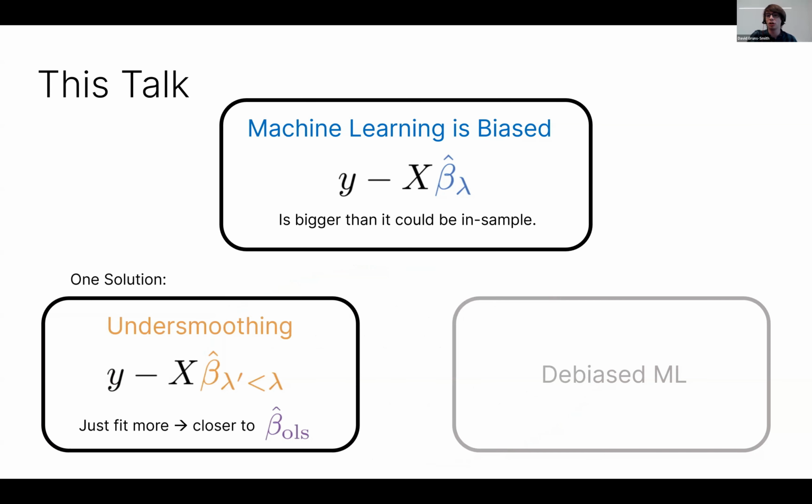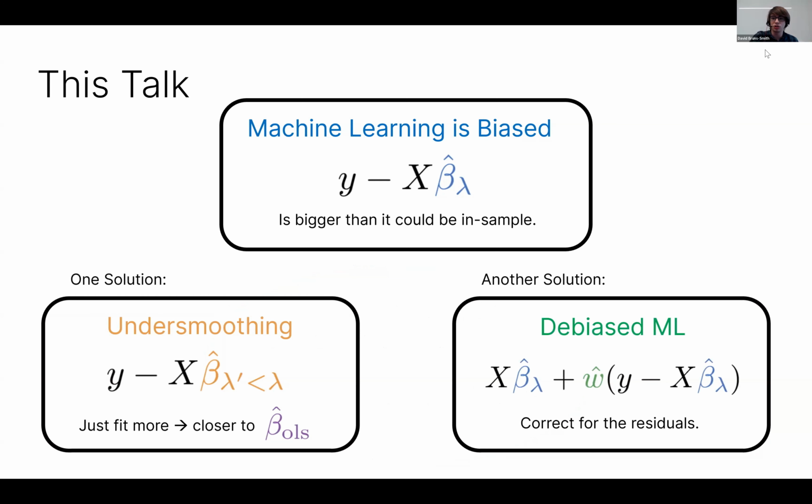One solution to this problem is called undersmoothing. You just choose a new model, beta hat, that fits more. It has less regularization. And in this linear setting, you're going to end up with coefficients closer to the OLS coefficients, and then you can have less bias. Another solution is debiased machine learning. Here you correct for the residuals explicitly.